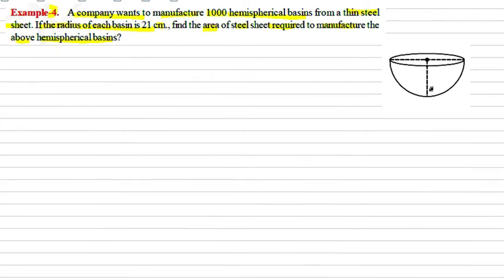So first we need to find the surface area of a hemispherical basin for one basin. Then after getting the answer, we need to multiply with 1000 to get the total sheet required. So to find the surface area of a hemispherical basin, we are using the formula 2 pi r square. So here the given radius is equal to 21 centimeters.